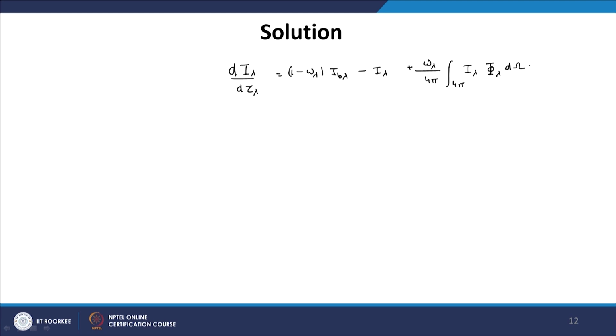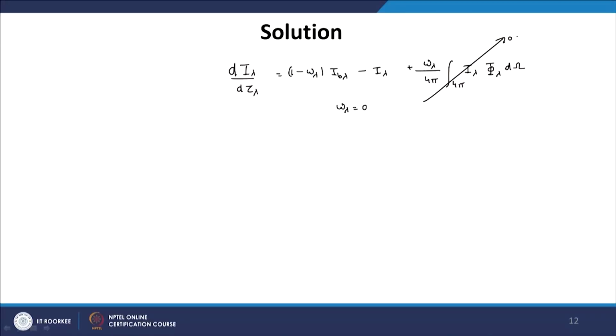Now, based on the assumption that scattering is not there, we have omega lambda is equal to 0. So, you just observe how we are simplifying the problem, and still the mathematics of the problem is involved. So, this term will be equal to 0. So, our equation now reduces to d I lambda by d tau lambda is equal to minus, or simply, I b lambda minus I lambda. So, very simple differential equation.